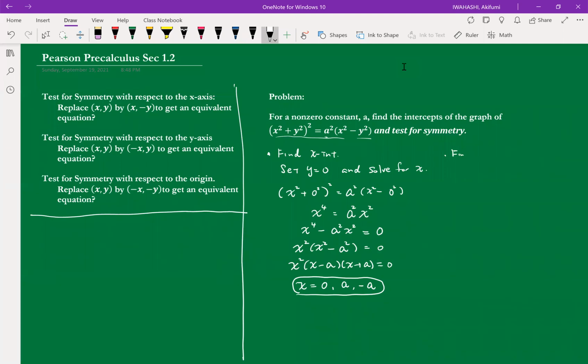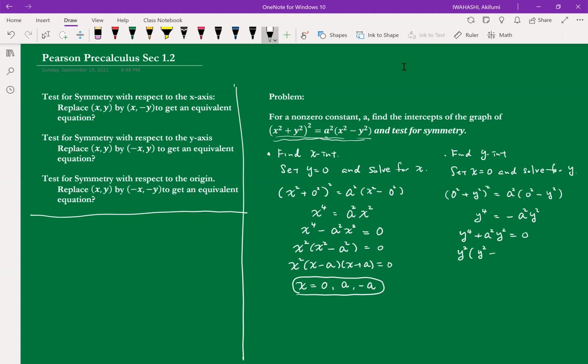Likewise, let's find the y-intercept. To find the y-intercept, you are going to set x equal to 0 and solve for a real value of y. So again, looking at this, we set x equal to 0. So 0 squared plus y squared is equal to a squared times 0 squared minus y squared. This reduces to y to the 4th is equal to minus a squared y squared. Again, this is a polynomial equation of degree 4, so let's factor this one. y to the 4th plus a squared y squared is equal to 0, and factoring y squared out, you get this. Unlike the difference of squares, the sum of squares cannot be factored.